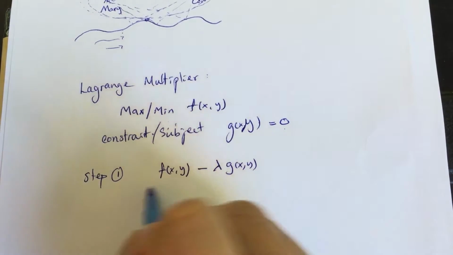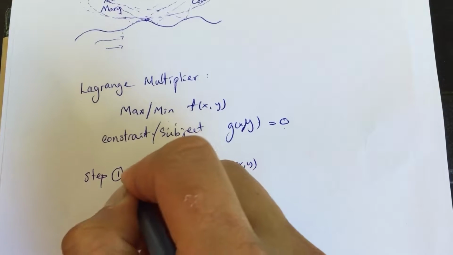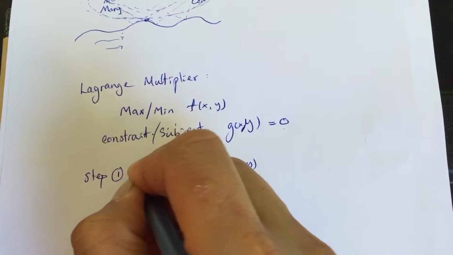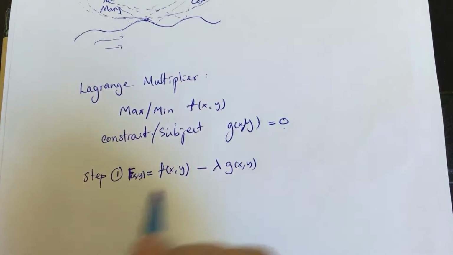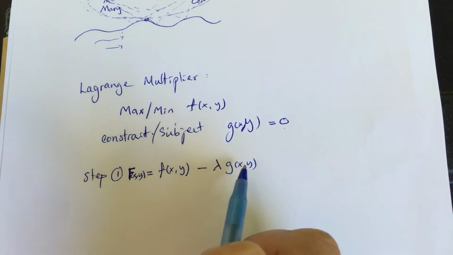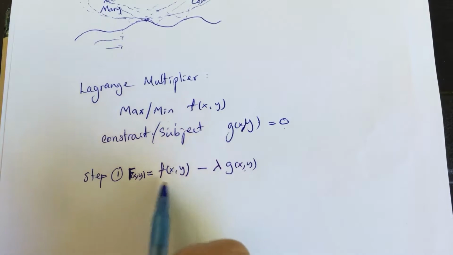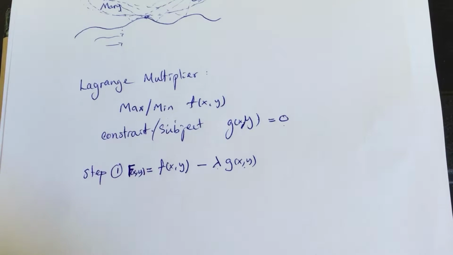You want to generate this function here. Let's call this capital F of x comma y. This is your new function. Again, we want to optimize this function with this constraint here. This is called the Lagrange multiplier. It is a way to adjust this constraint so it fits the criteria to maximize this function.